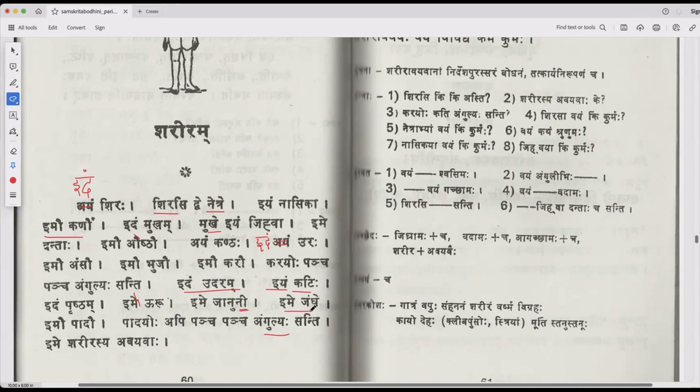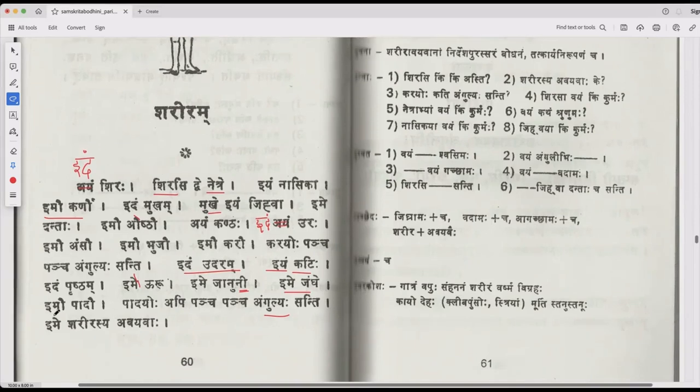Ime janghe. Ime janghe. These two are calves. Yes, right. Imau padau. Ajanghe, ime janghe. Do you know the root word? Whether it is which gender, lingam? Jangham. It's jangha. Jangha. Okay. Napunsakalinga pada. Stri jangha. Strilinga pada. Okay. Jangha.